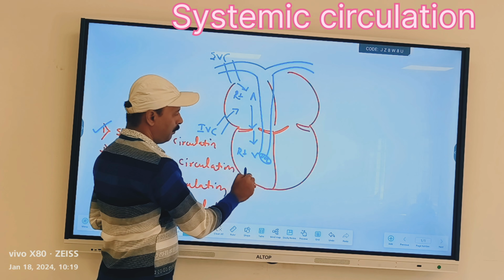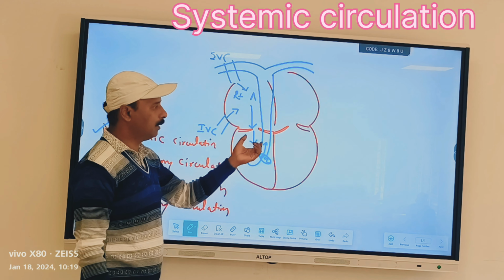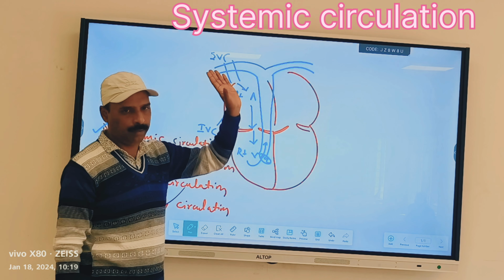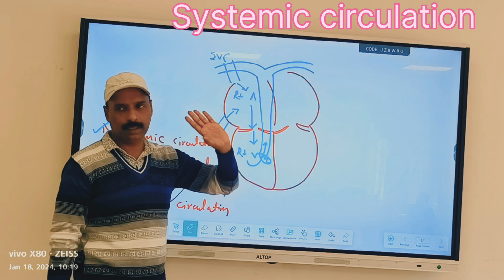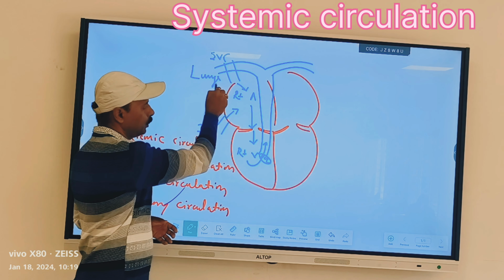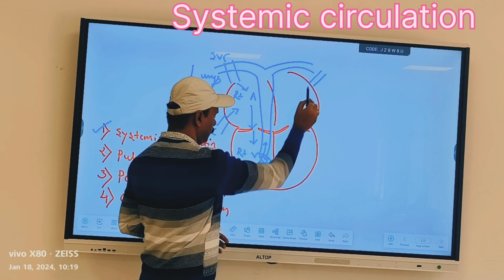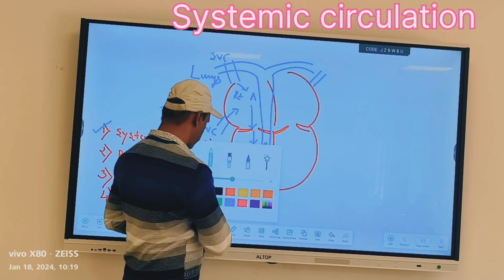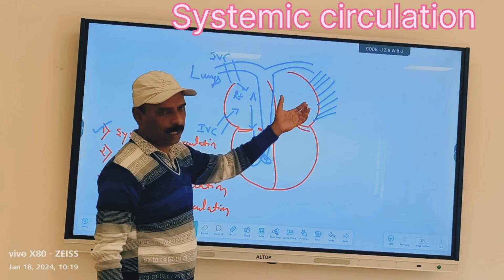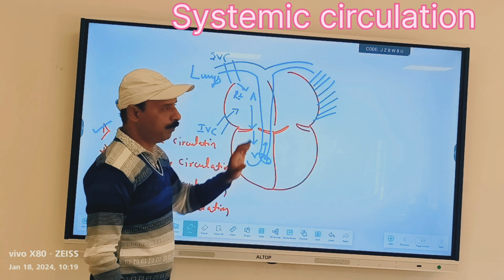The blood from the right ventricle passes through the semilunar valve, enters the pulmonary trunk, and from the pulmonary trunk it divides into the right and left pulmonary arteries, and from there it reaches the lungs. From the lung, after oxygenation is done, the blood returns through the 4 pulmonary veins. There are 4 pulmonary veins: on the right, upper and lower, and on the left, superior and inferior.